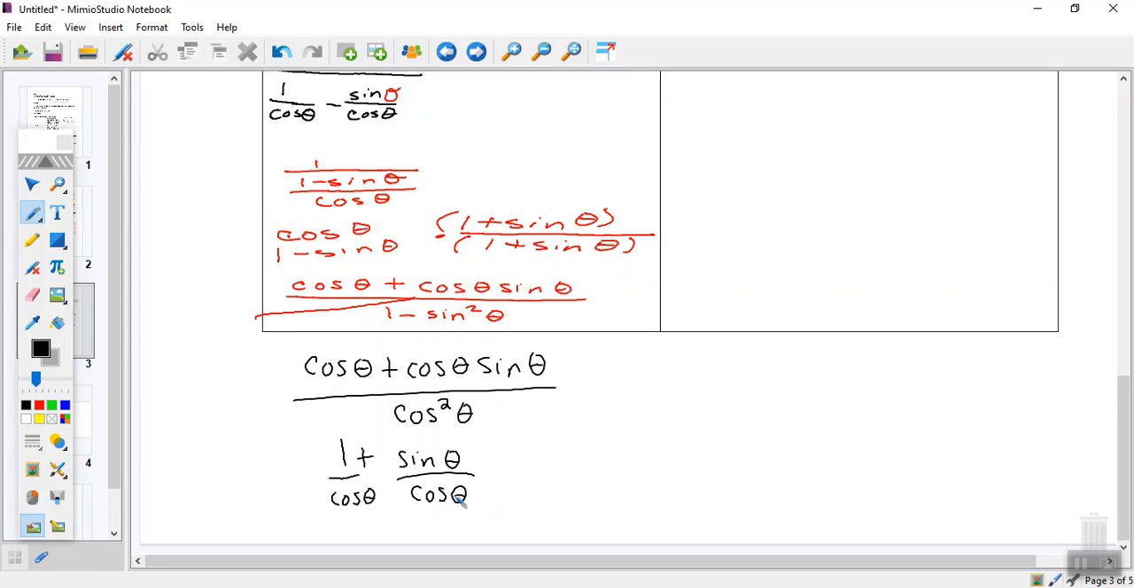Check this out, kids. Does 1 over cosine equal anything? Oh, we just figured it out. 1 over cosine is secant, and sine over cosine is tangent. Did we get to where I wanted to get to?